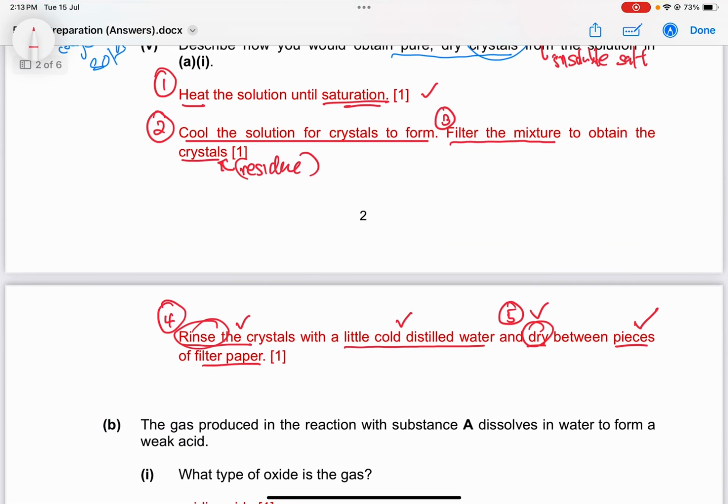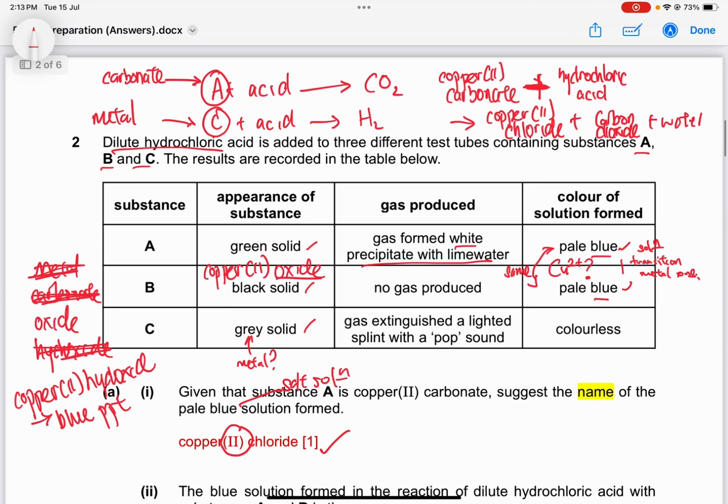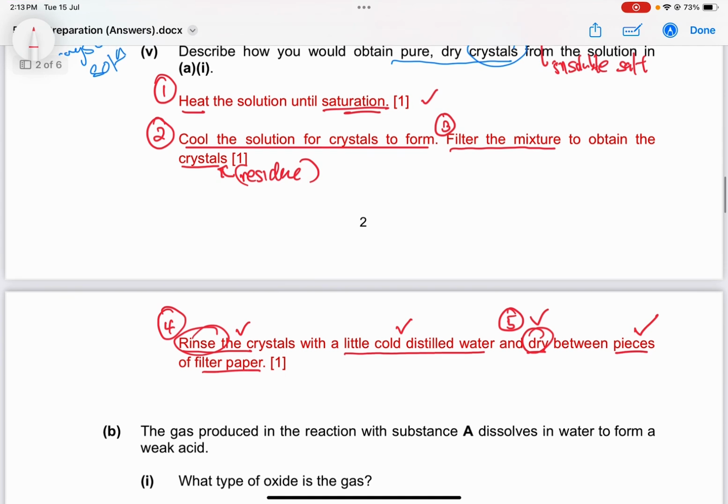The gas produced in the reaction with substance A dissolves in water to form a weak acid. So you can see here, we know that it's carbon dioxide. This gas that's produced is carbon dioxide. It dissolves in water to form a weak acid. So CO2, when you dissolve it in water, actually gives you carbonic acid. Now, what type of oxide is the gas?